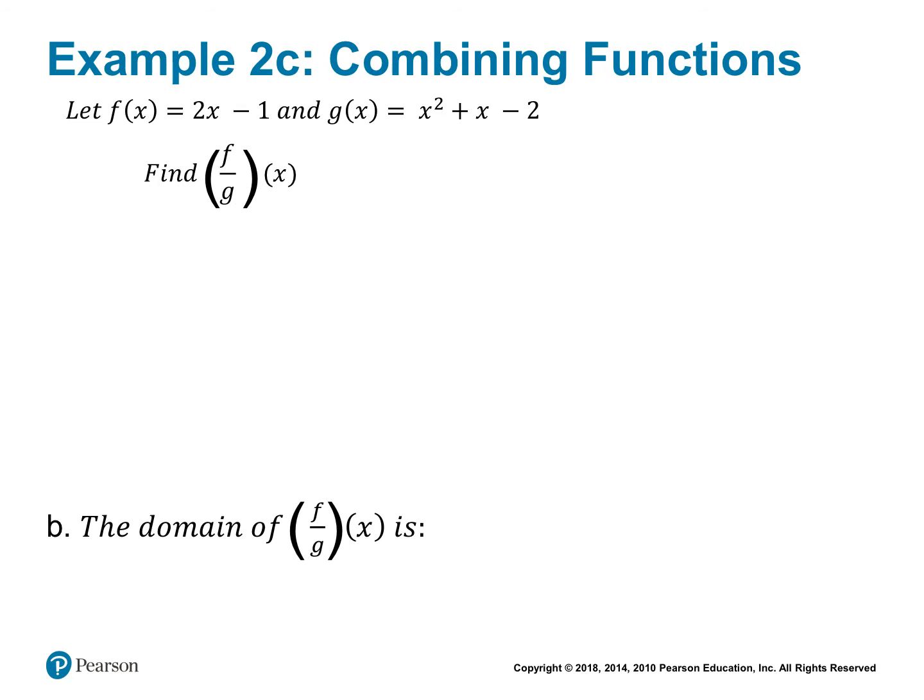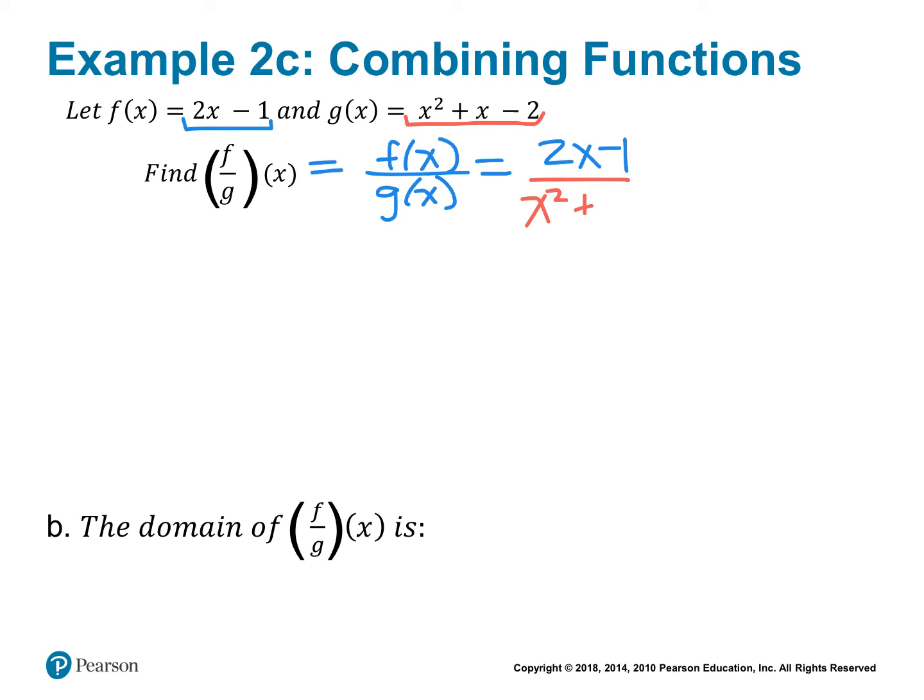Okay, now we'll apply the quotient formula. So on this one, I'm going to have whatever f of x is divided by g of x. So that would be f of x is 2x minus 1. G of x is x squared plus x minus 2.